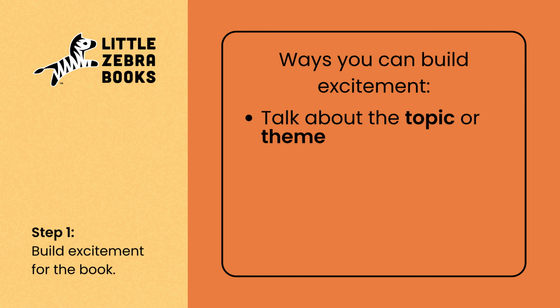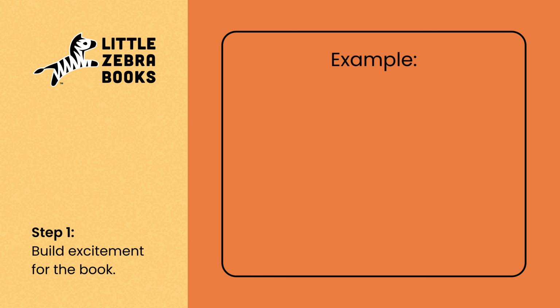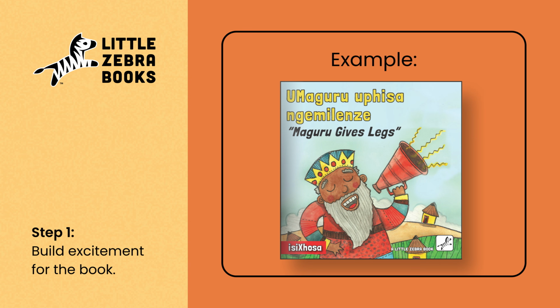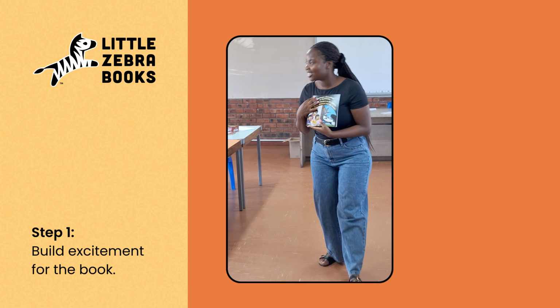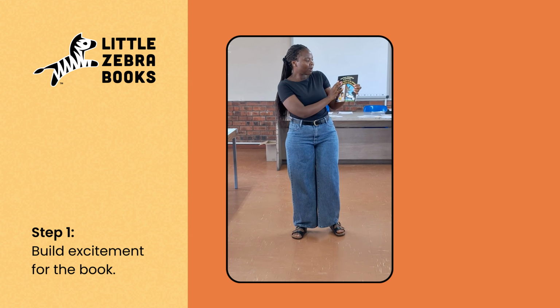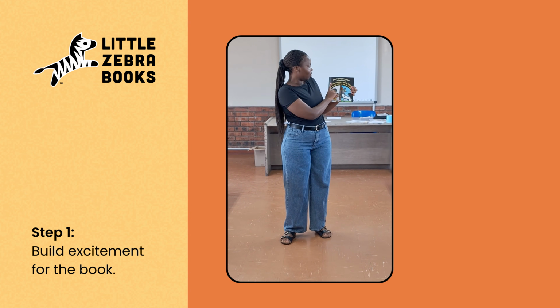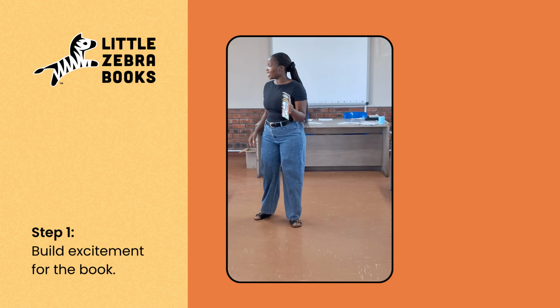1. Talk about the topic or the theme of the book. You can start by hinting at what the story is about and asking questions to get children thinking. For example, if you are going to read this book, Umaguru Pisa Ngemilenze, which is about how animals got their legs, you could hold up the book and say, this is the book that we are going to read today. But first, let's talk about animals.